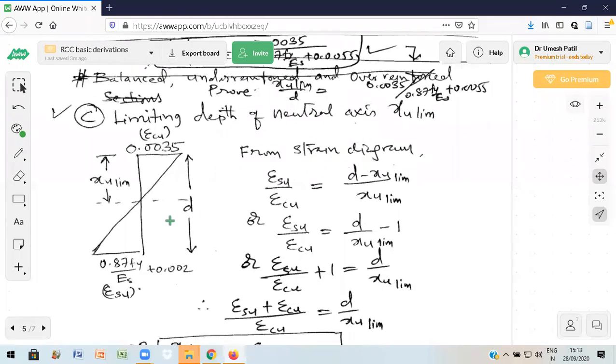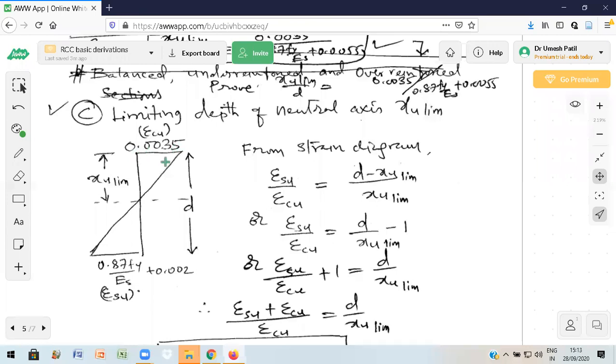Now you draw this figure, see this. All this already explained. 0.0035. Here in place of xu, I have written xu limit.